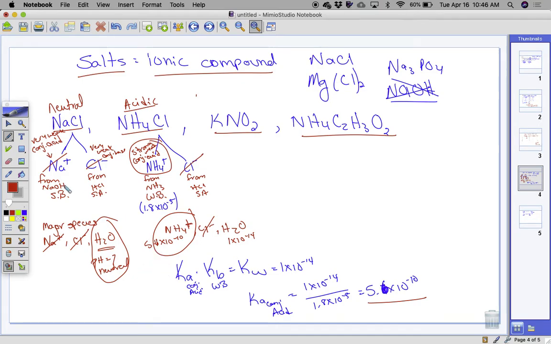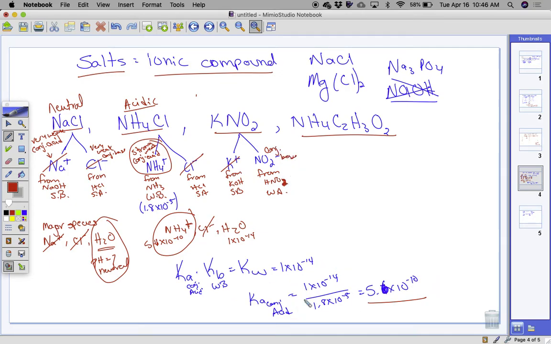All right, look at the next one. What is it split down into? K plus and NO2 minus. What did the K plus come from? KOH. Strong base. So do we care about it? No, it does not affect the pH enough to matter. NO2 minus, what did it come from? HNO2. Weak acid, 2, not 3. Strong acid or weak acid? Weak acid. So this one is its conjugate base. It's going to be strong enough to affect the pH.